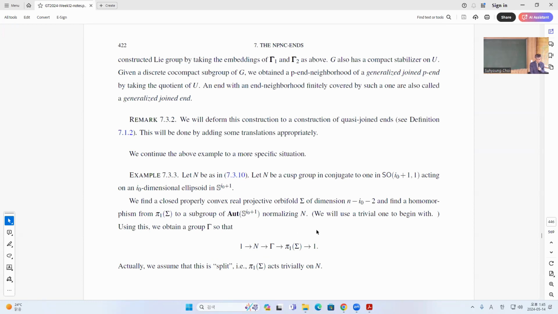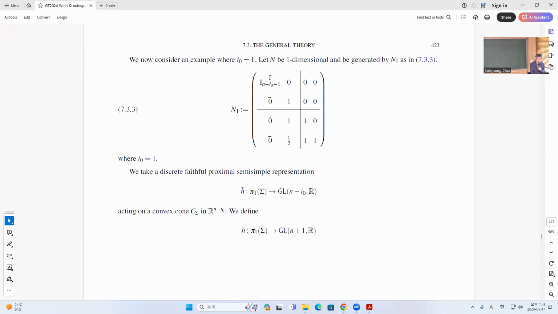And so anyway, a more specific example is like if you take the properly convex orbifold of dimension n minus i minus 1, and so you find the map to this group normalizing, and then you get this sequence, and suppose we want it to be split so that this acts trivially on N. Okay, so let's look at that case. And let's look at N being one-dimensional, just generated by this element.